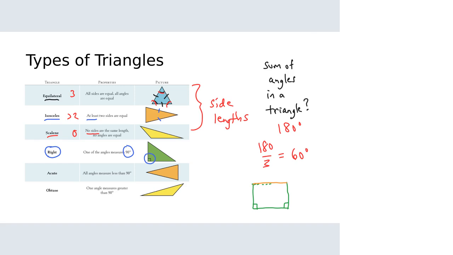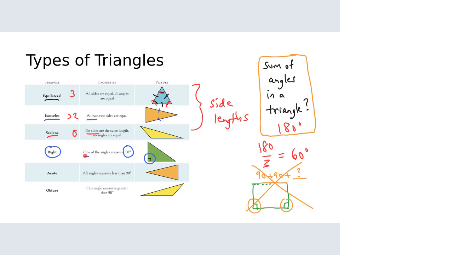I can finish it off and make a rectangle, but once I have two 90-degree angles, I can't have a triangle anymore. Another way to think of this is we know if you add up all the angles in a triangle, it's 180 degrees. If my first angle is 90 and my second angle is 90, I'm already at 180. There aren't any degrees left for my third angle. So no, I can't have two 90-degree angles in one triangle. That's why when we describe a right triangle, we're saying that one of the angles is 90 degrees. You can't have any more than that.